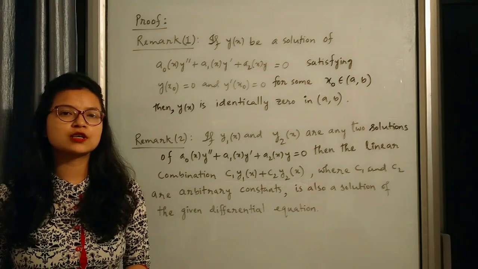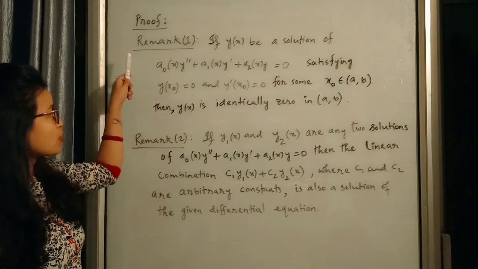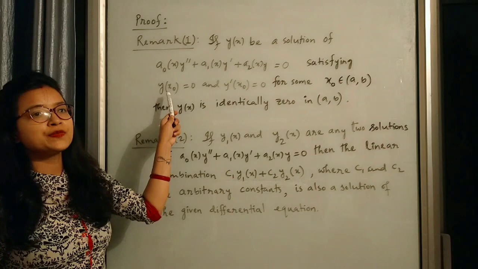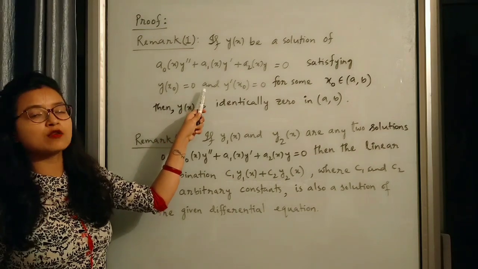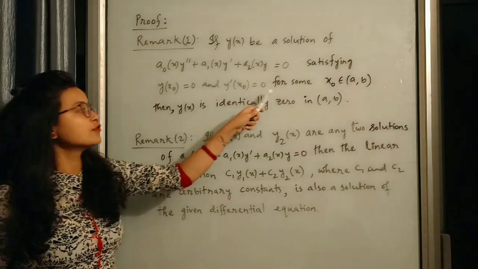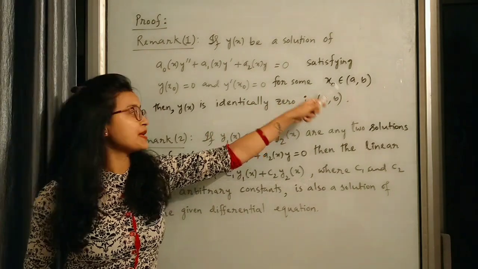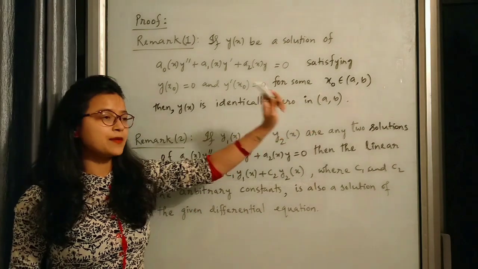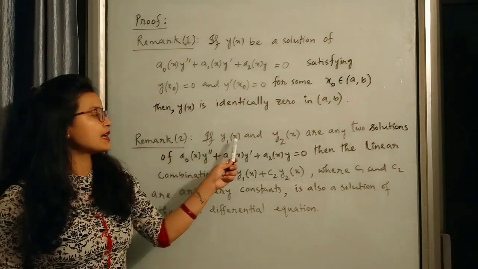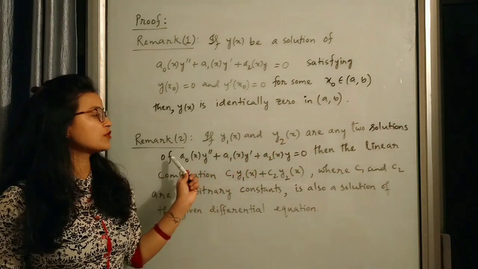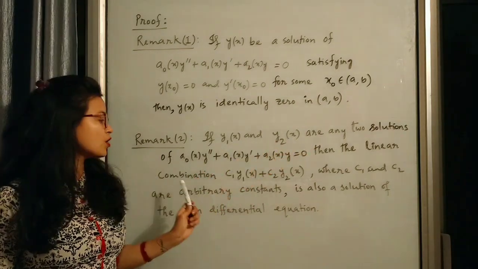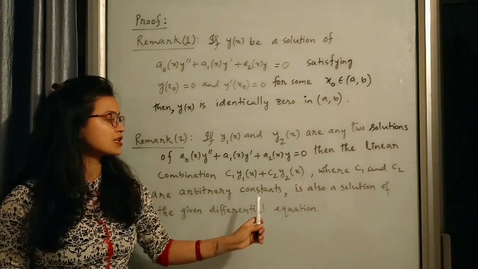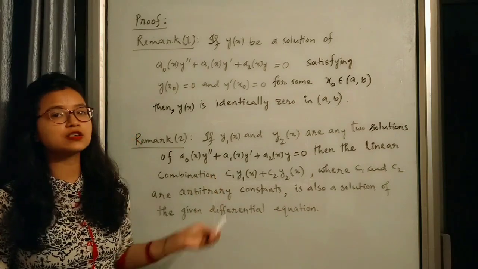To prove the theorem, we will make use of these two remarks. Remark 1: if y(x) is a solution of this differential equation satisfying the conditions y(x0) equal to 0 and y'(x0) equal to 0 for some x0 in the open interval (a,b), then y(x) is identically 0 in the interval (a,b). And remark 2: if y1(x) and y2(x) are any two solutions of this differential equation, then the linear combination c1 y1(x) plus c2 y2(x), where c1, c2 are any constants, is also a solution of the differential equation.